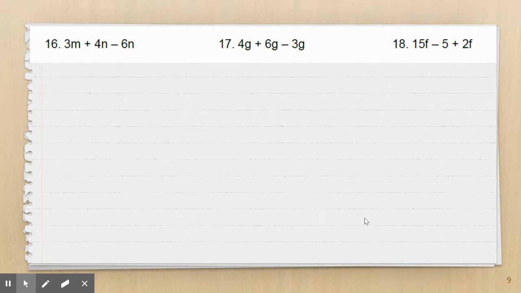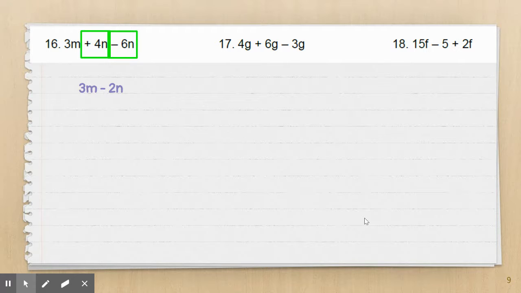All right, for 16. What are the like terms here? Well, that'd be 4n and minus 6n. Again, we're just going to combine those with subtraction. Now, we don't do anything with 3m, so we just bring it down, but 4n minus 6n is minus 2n, and that's what you can see as your answer.